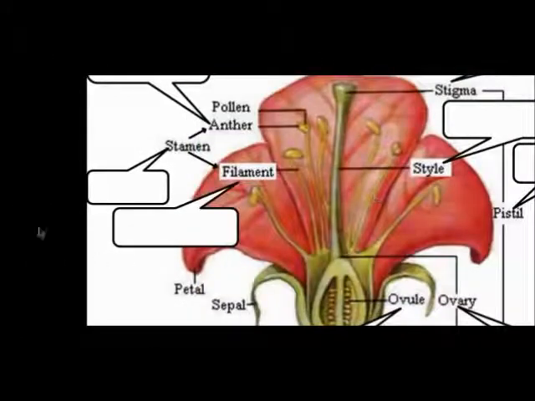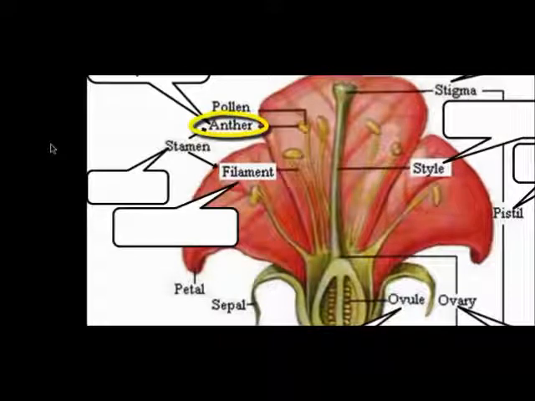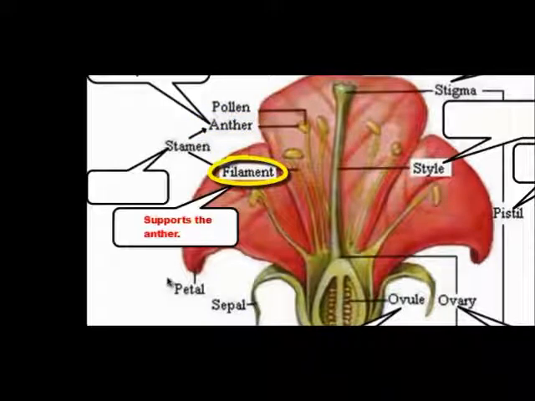Now the pollen of a flower is produced by a structure called the anther. And the anther is this structure here at the top of this thin stalk. And this thin stalk is called the filament. And the filament's main job is to support the anther, to hold it up.